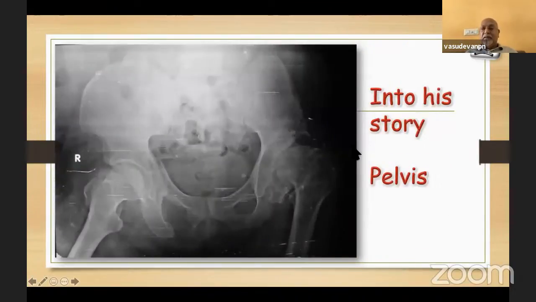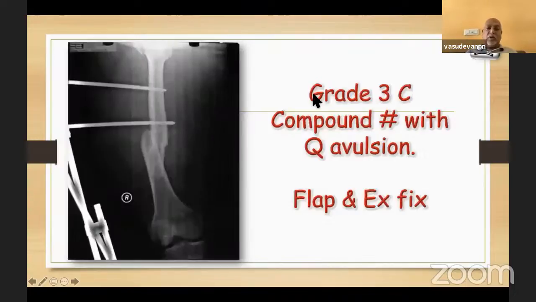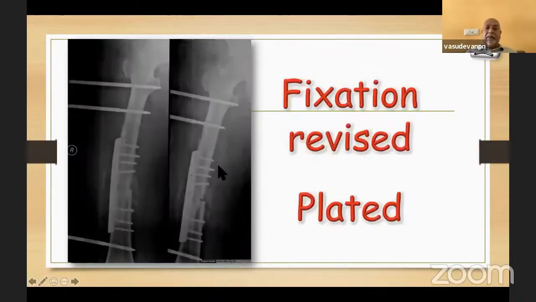And a little bit of history into his story. You can see the opposite hip was dysplastic and arthritic. And the present problem is on the right side. You can see the pin site there. So this was his original emergency external fixator. It's a grade 3 compound fracture with quadriceps subluxation. Somebody did the flap, the skin flap procedures and all, and an external fixator. In about 10 days' time, they did a plating plus external fixator.